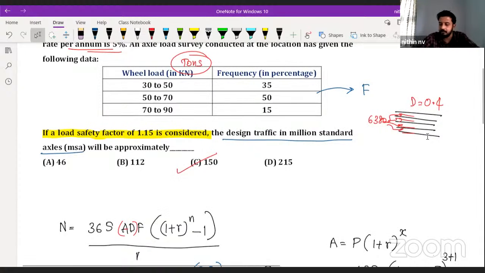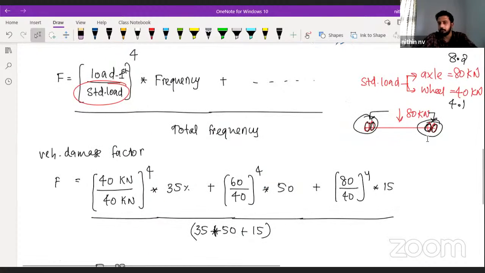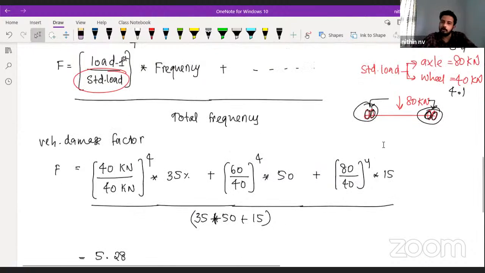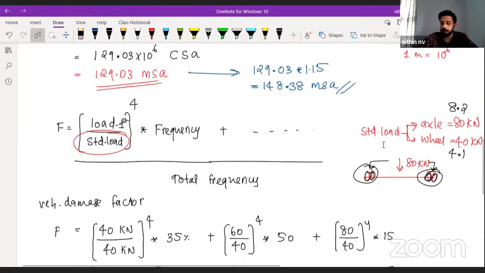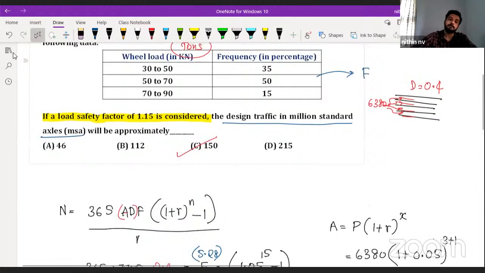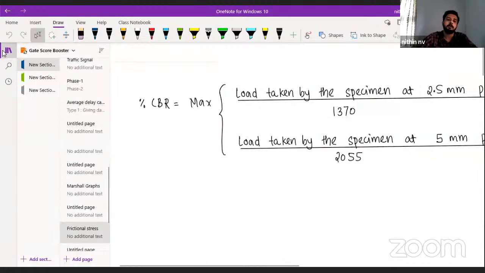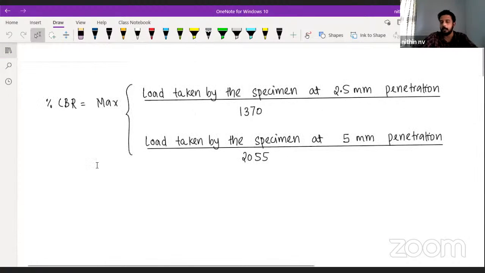Are you getting 150? Clear, guys? Is it clear? Yes, very good. Yes, 148. So according to the options, we can select 150. Okay. So what actually we are going to do? Once we get this MSA value, we have so many tables for different CBR values. Corresponding to a particular CBR value, we will check the corresponding MSA value. Then we will get the thickness of the pavement. Okay. And what is CBR?